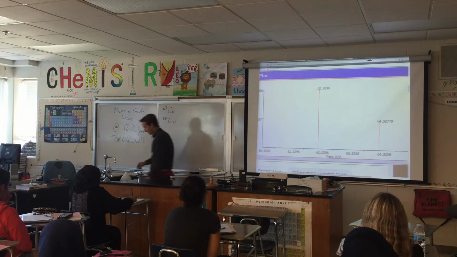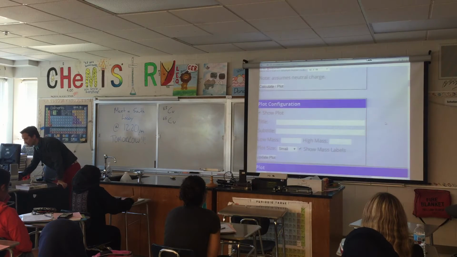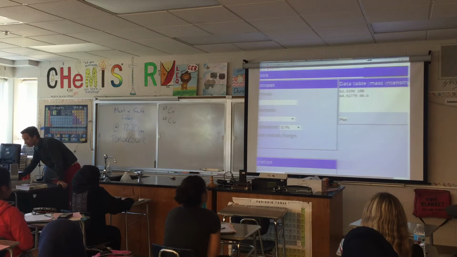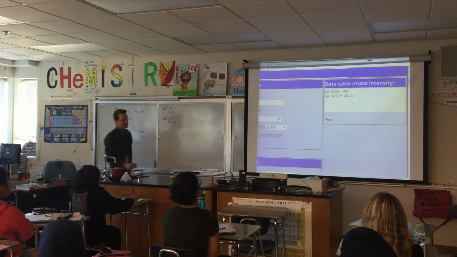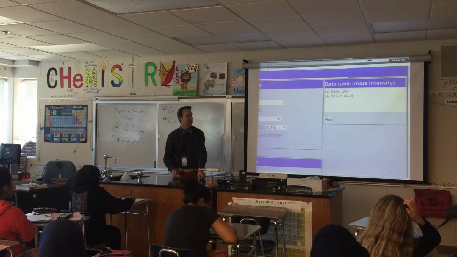That would be a good multiple choice question to see if you really understand how these calculations work. All right, let me go up to the data table. And here are the actual numbers. Let's calculate the percent abundance of these two different isotopes.